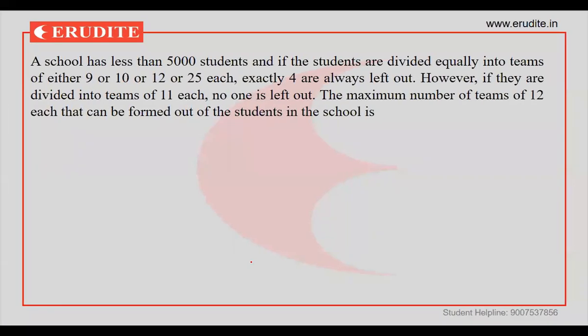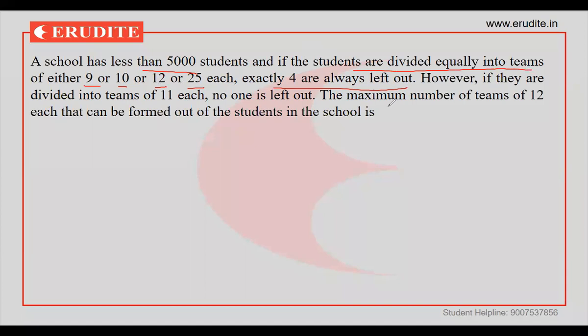Hello everyone. So we are going to discuss this question. This question came in CAT 2022 slot 3. What they're saying: a school has less than 5,000 students, and if students are divided equally into teams of 9 or 10 or 12 or 25 each, exactly 4 are always left out.